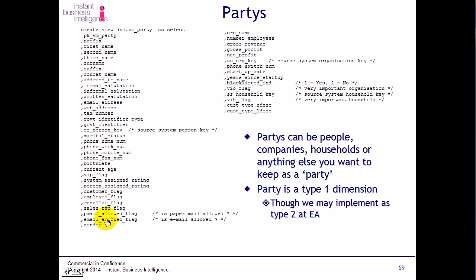We have a customer flag, employee flag, reseller flag, sales rep flags. Is paper mail allowed? Is email allowed? Gender, obviously. Then for organizations, we have organization name, the number of employees, the gross revenue, the gross profit, the net profit, the switchboard number, the startup, the years since startup, etc. Then we have blacklisted, the very important organization. And then we have a household key, very important household, customer type, short and long descriptions. And since this slide was prepared, many other things, and you can go look at them.